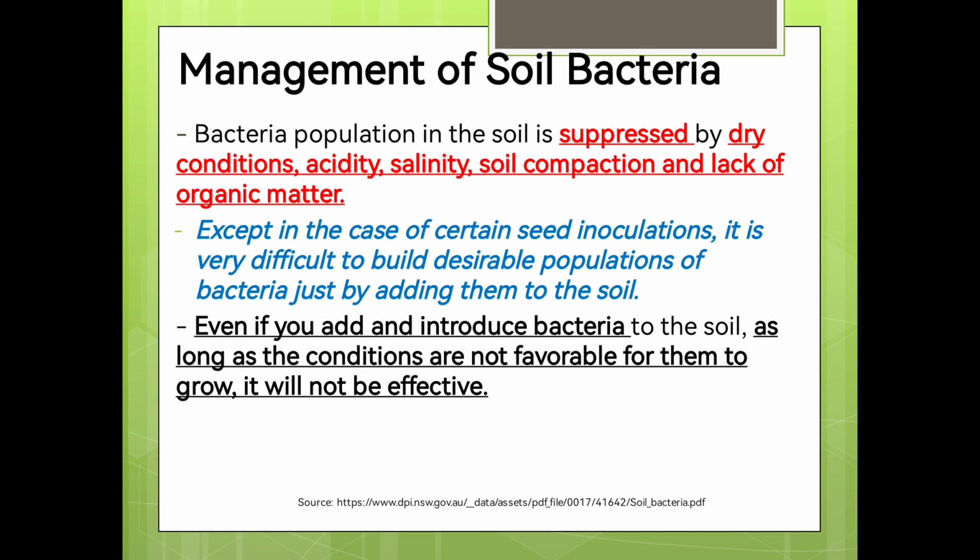Bacteria population in the soil is suppressed by dry conditions, acidity, salinity, soil compaction, and lack of organic matter. So kung ang lupa natin ay dry, acidic, saline, compacted, at saka walang masyadong source ng organic matter, the population of bacteria will also be suppressed and will be limited. Hindi sila dumadami yung mga bacteria.